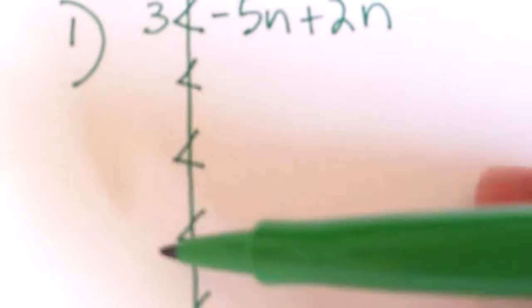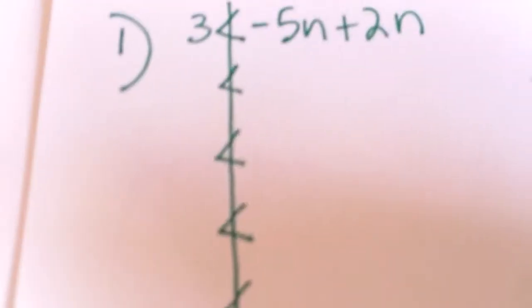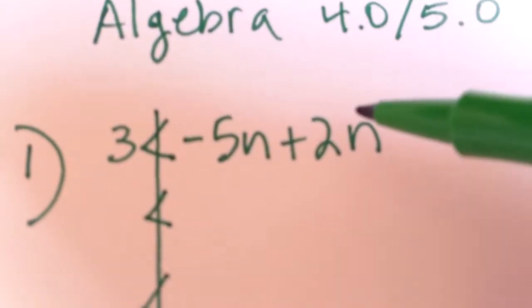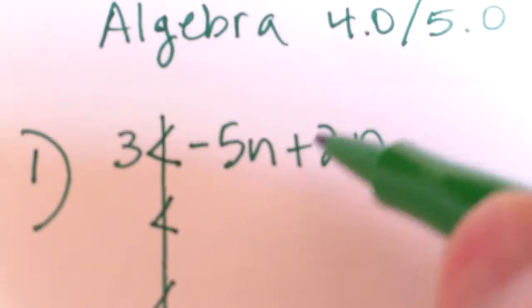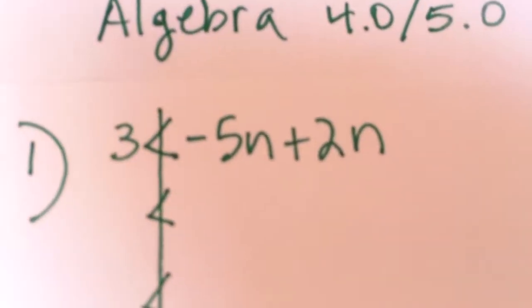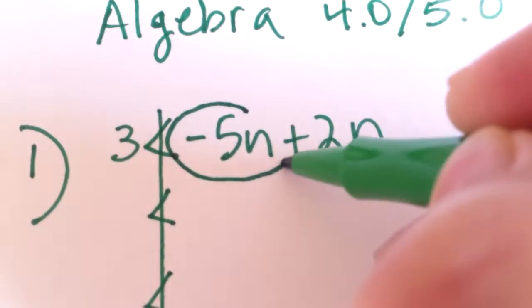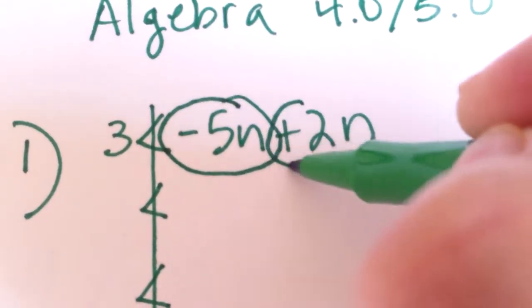Okay, and here's the first inequality, and I've rewritten it over here so we can see it a little bit better. 3 is less than negative 5n plus 2n. I put my fish hooks on my line, and I'm going to put my random rule down here. So no distributive property, can't combine like terms, don't need to get all my, oh, I do need to combine like terms. Silly. I need to combine this and this.